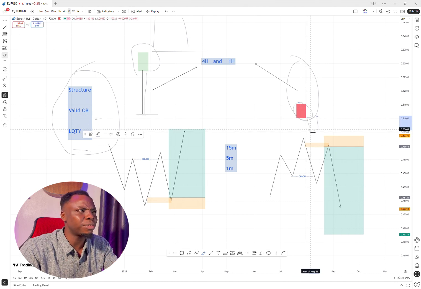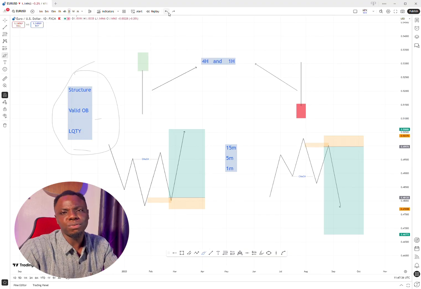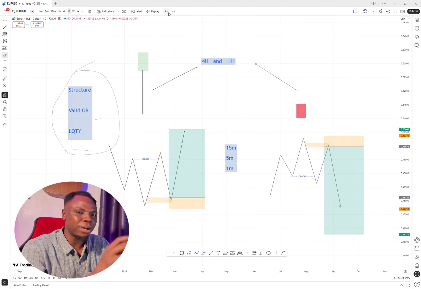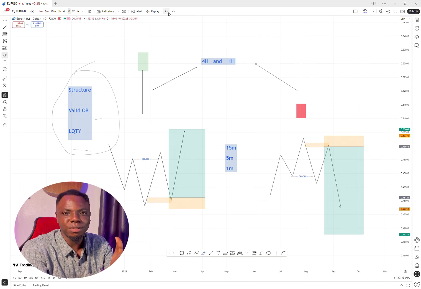So looking at this, I already know that if I find this particular candle formation at my point of interest, this candle can form at any part of the market, but I need it at my point of interest. Once it forms, then definitely I will start looking for a way to join the market.